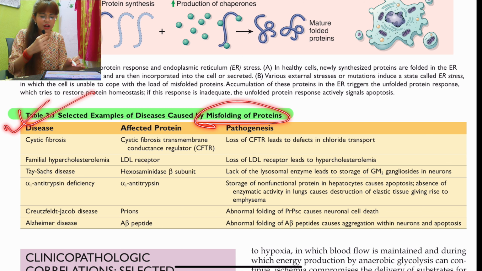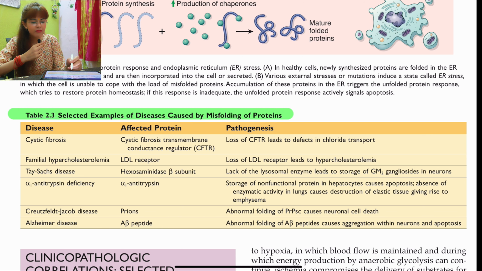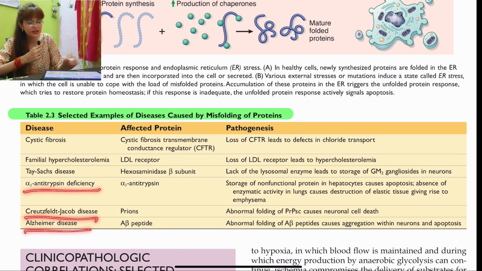Misfolding of proteins: which are the diseases that actually have this misfolding of proteins? Cystic fibrosis, LDL receptor in familial hypercholesterolemia, Tay-Sachs disease, hexosaminidase beta unit. GM2 is again an important question. Alpha-1 antitrypsin deficiency, then Creutzfeldt-Jakob disease, and all these things are important here.